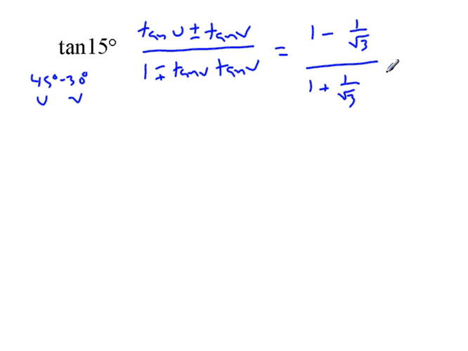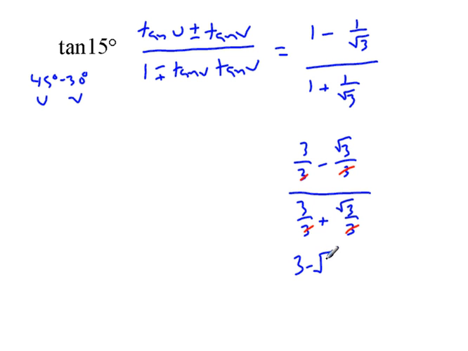Now this is the correct answer, but we need to simplify this algebraically, and here's where things get messy. So I want to write everything in terms of something over 3. So I'm going to say 3 over 3 minus, rationalizing this denominator, gives us square root of 3 over 3, over 3 over 3 plus square root of 3 over 3. And since everything's over 3, we can write this as 3 minus the square root of 3 over 3 plus the square root of 3.